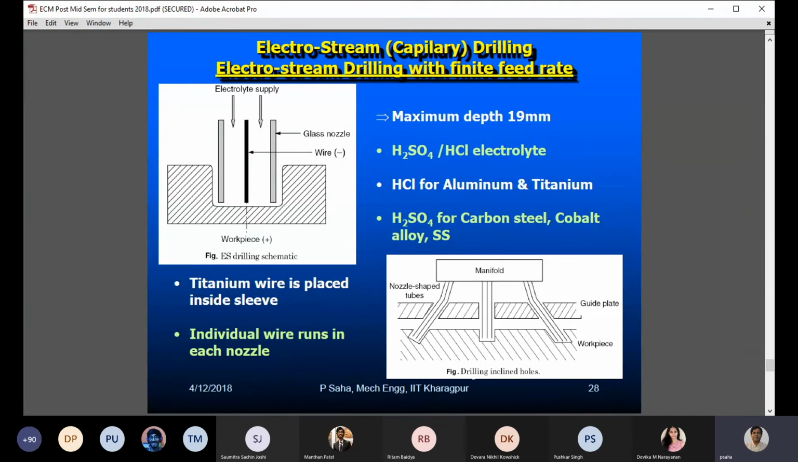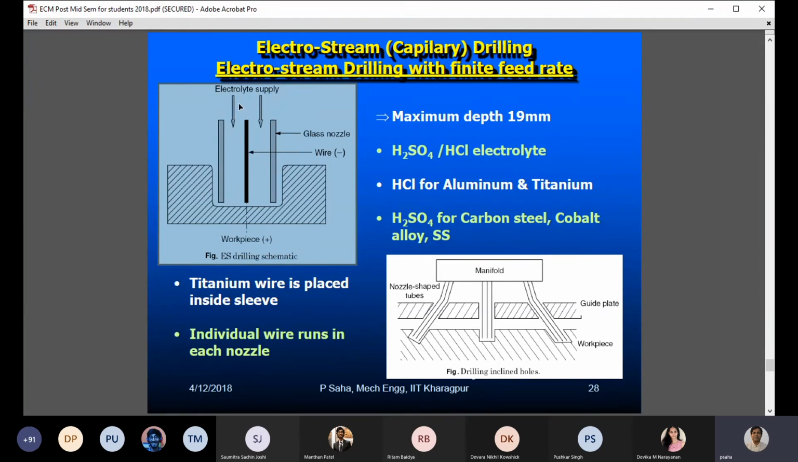Capability wise, we can also have a finite feed rate. So in finite feed rate, what do we have? Suppose this is the block which you need to machine, and this is the hole you have to create. This is the glass nozzle, a very thin glass nozzle. It moves along, and inside this, it guides the electrolyte supply onto the job.